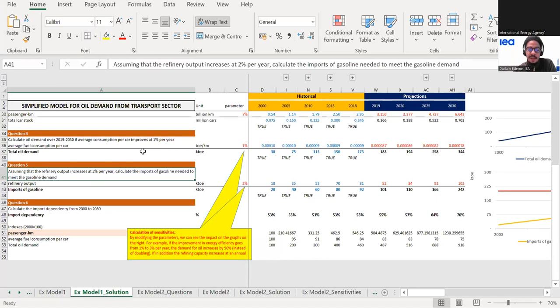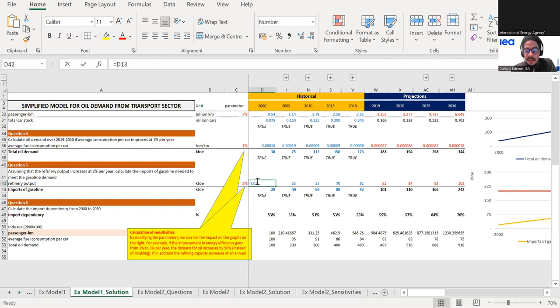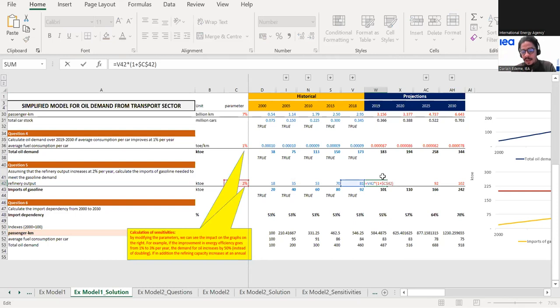So the amount of oil which is actually produced in the country. You take that as an input, and then you calculate the growth in terms of refinery output. Here you can see the historical value. From 2019, the value is calculated by multiplying the previous year's value by 1 plus 0.02, so 2%.